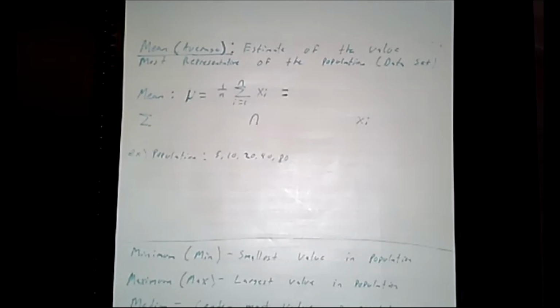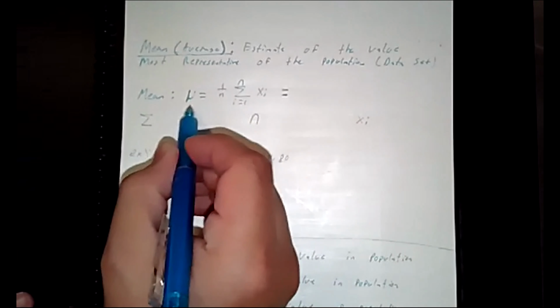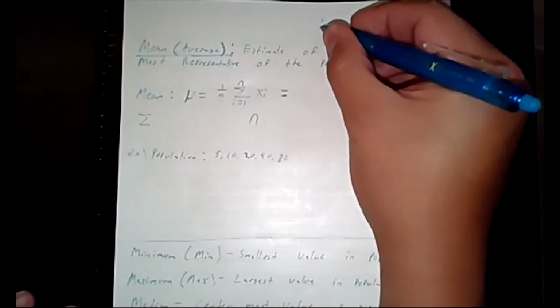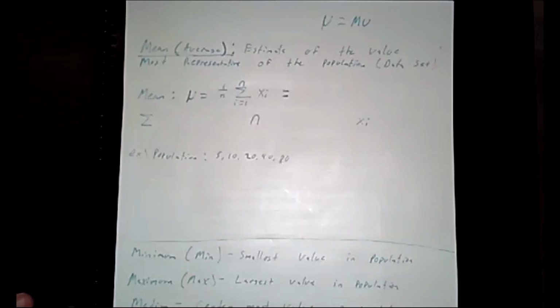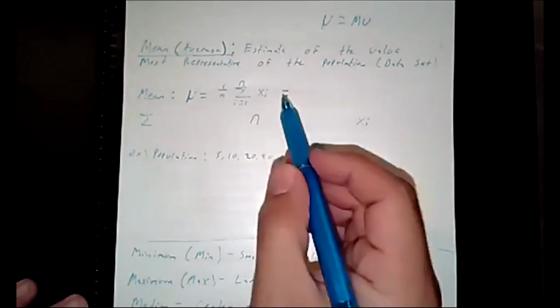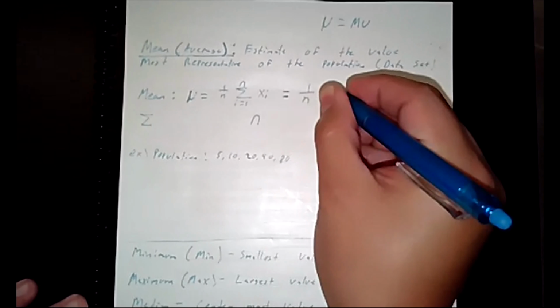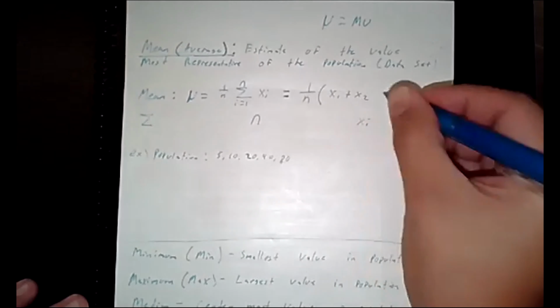So the symbol for population mean is going to be this guy. It's called the Greek letter mu, spelled this way. Basically all it is is an average, just like you've always done. So you divide by the number of terms, n, times every single term from 1 to n.